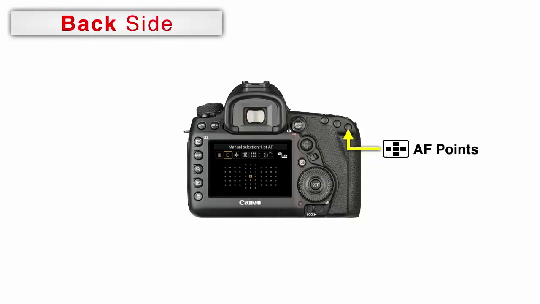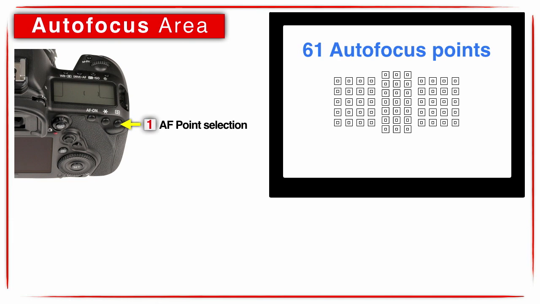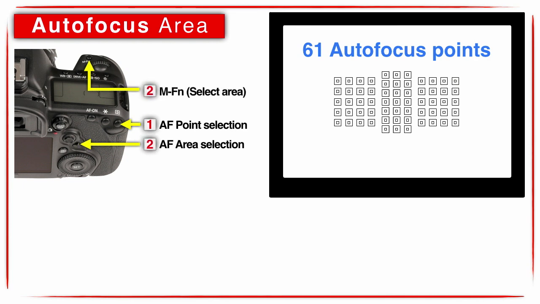The next button is for your AF points, and this is a big section, so let's dive in and talk about autofocus points. We have 61 autofocus points, and we have many different options on how to choose the points and where we are going to focus. So the first thing that you need to do is hit this button, and then there's actually a number of options. After that, to change, there will be the multifunction in the front or the new AF area selection button on the back. They both do the same thing. They're going to cycle through the different options.